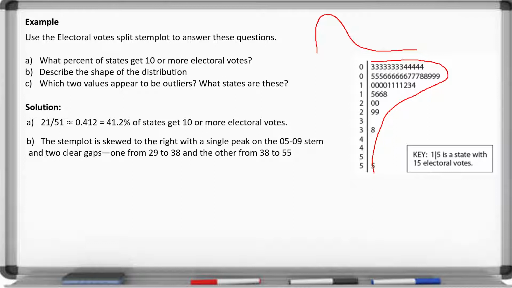Okay, so what we were saying is that these gaps here, so from 29 to 38, that's this gap right here, and from 38 to 55, that's this gap right here. Alright, so let's look at the outliers. Well, it looks like 38, which is Texas, can be considered an outlier, as well as California 55.